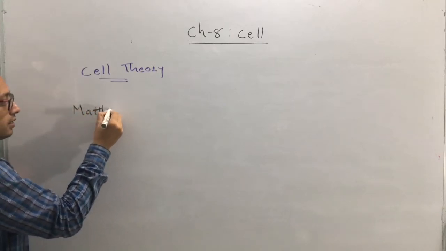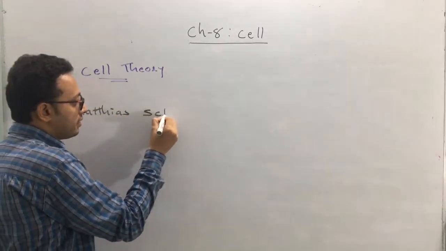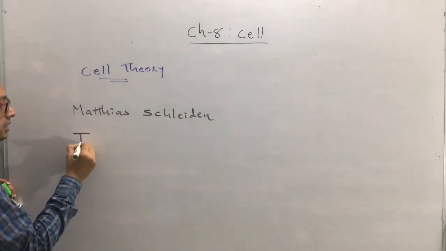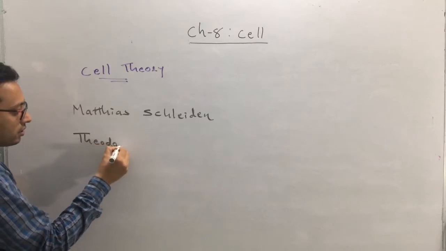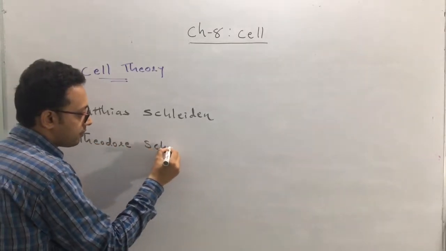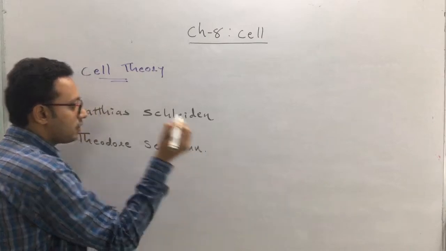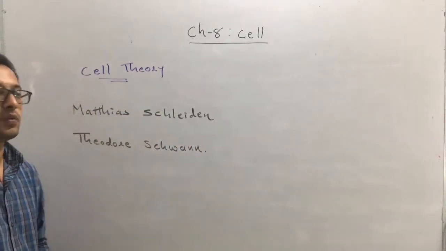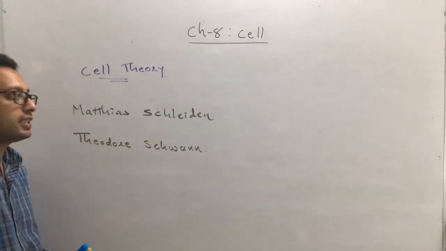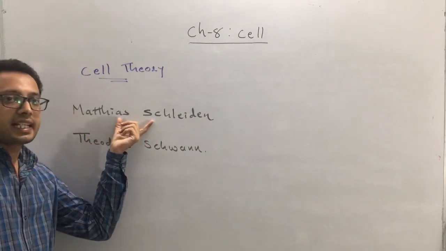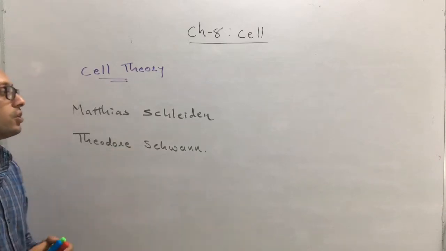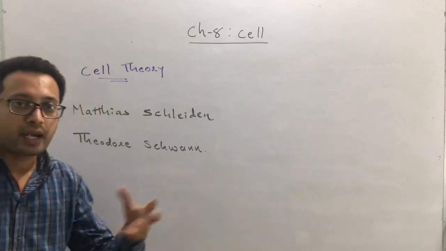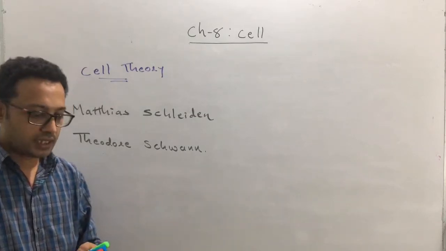The first one is Matthias Schleiden and the second one is Theodor Schwann. These are the two scientists who proposed this cell theory. Which are the two scientists who proposed this cell theory? One is Matthias Schleiden and the second is Theodor Schwann. Both proposed the cell theory. They combined together and proposed the cell theory.